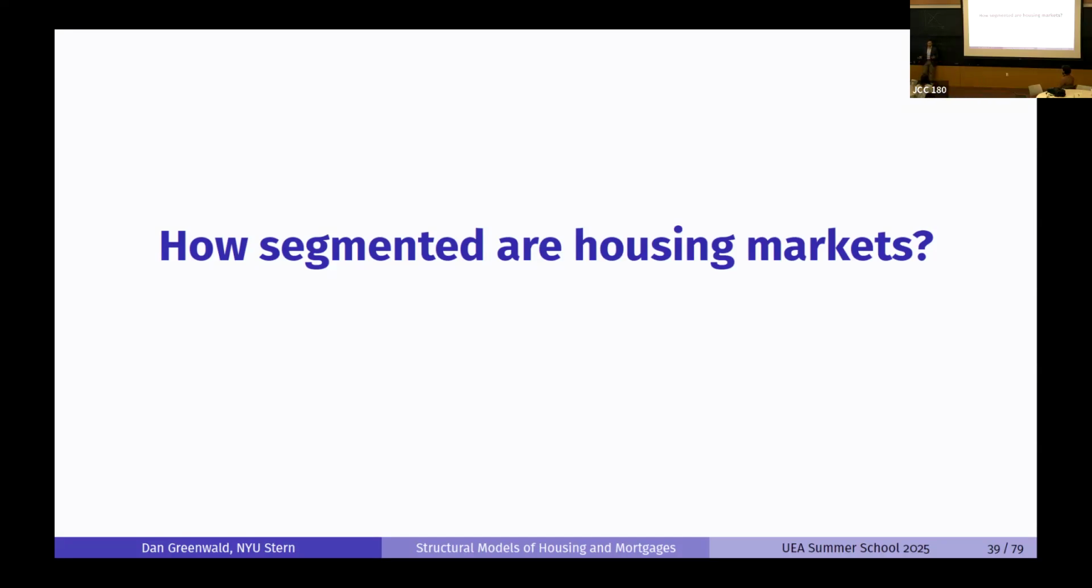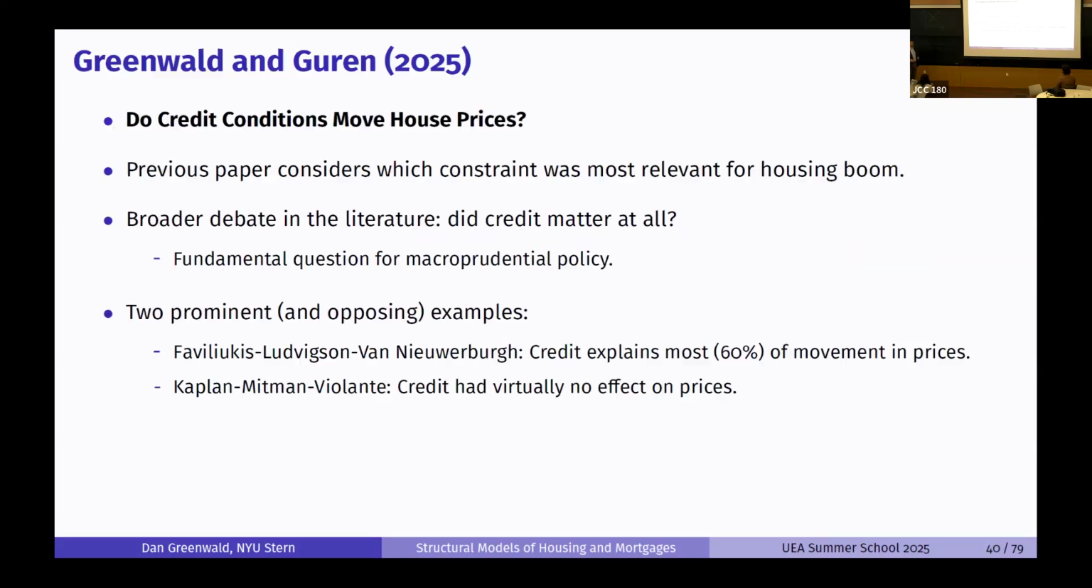And I realized unwittingly that I had stumbled into a much bigger debate about whether credit affects house prices at all, okay? There was a larger debate about whether any credit limits at all played a role during the housing boom. That ended up leading to this paper and some of the ideas I'll share with you now, which I think show up in a lot of places. So I think it will be useful to think about.